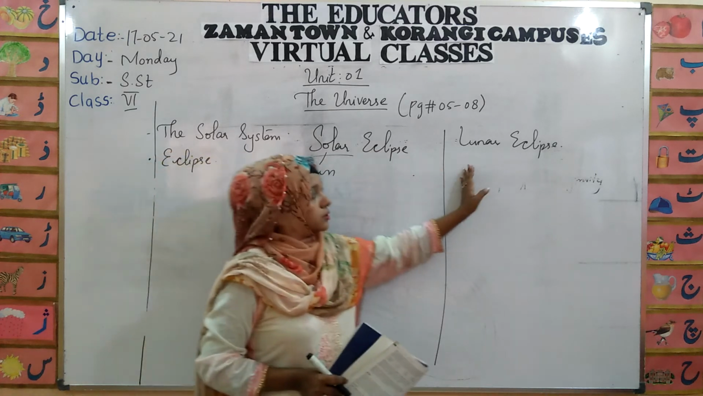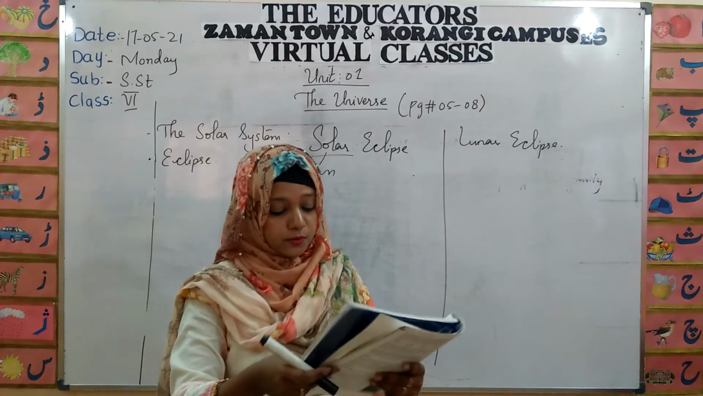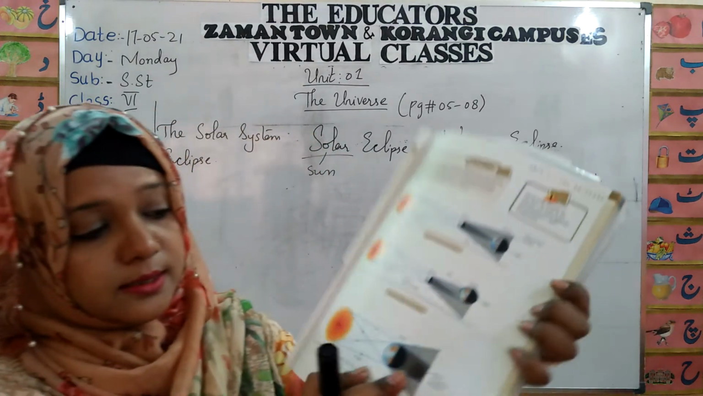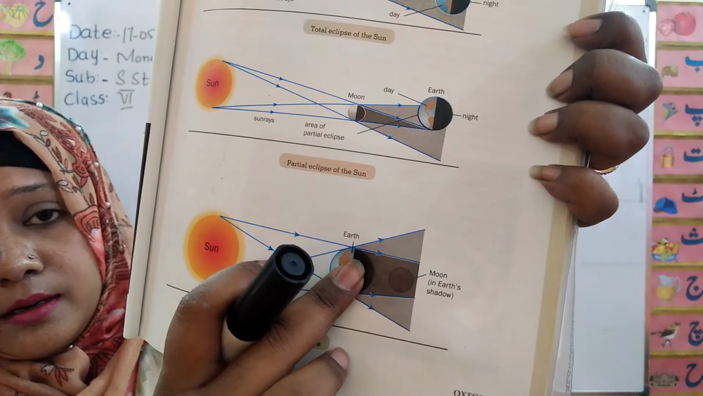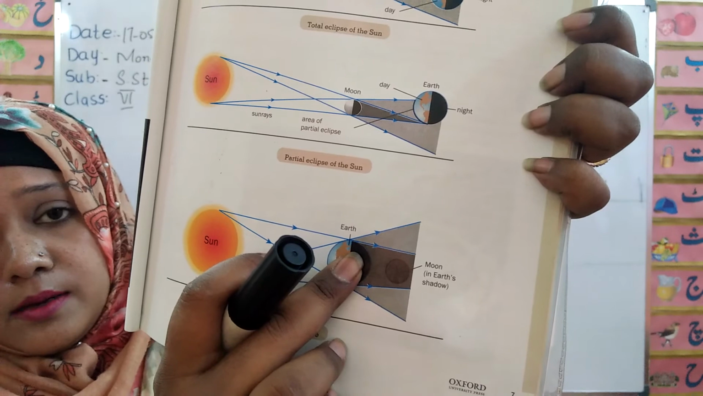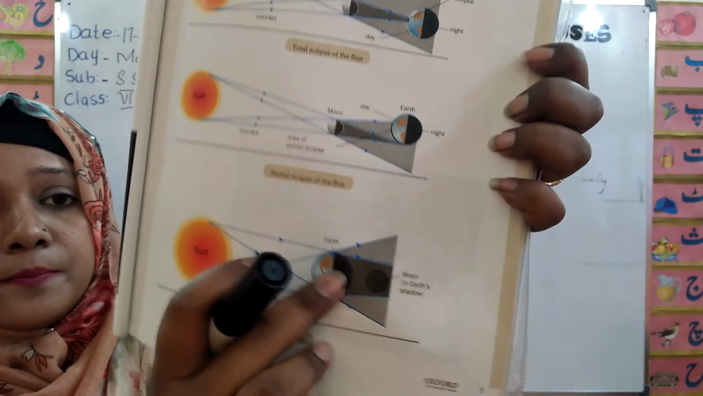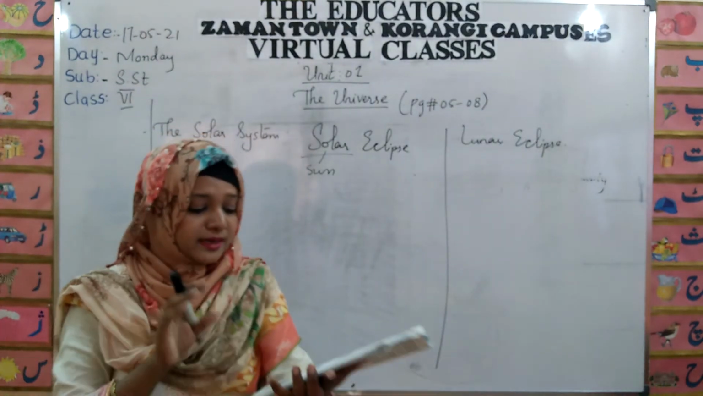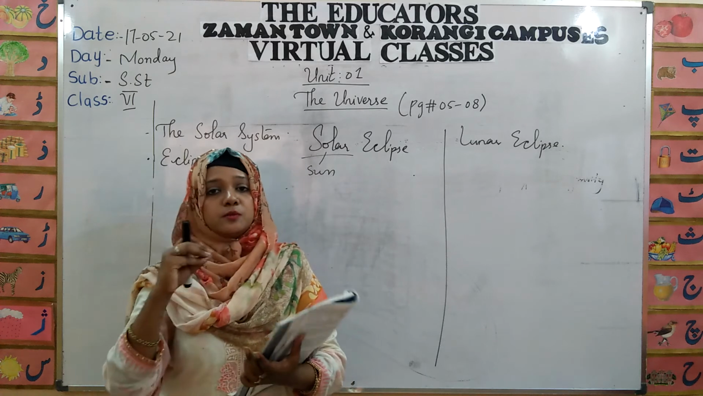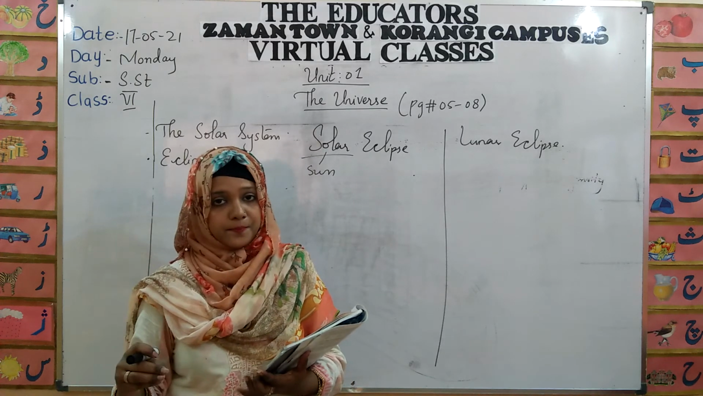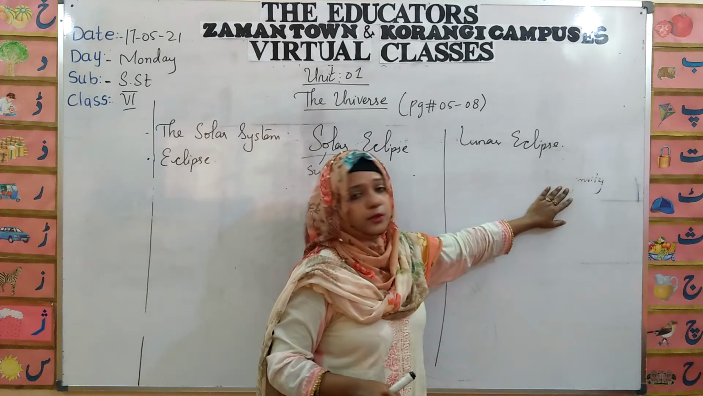As we talk about the lunar eclipse, in this the moon moves behind the earth. We can say it is taking shadow from the earth, and it happens only in that part of the earth which is experiencing night time, and it is quite safe to see, and it lasts for a few hours.